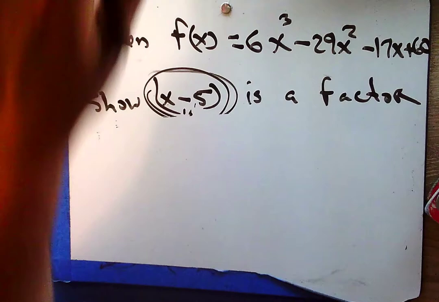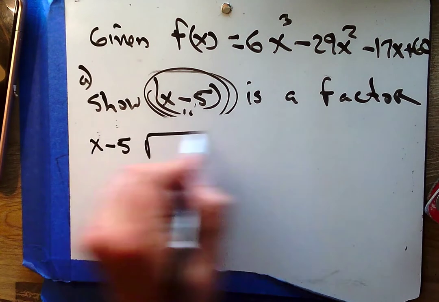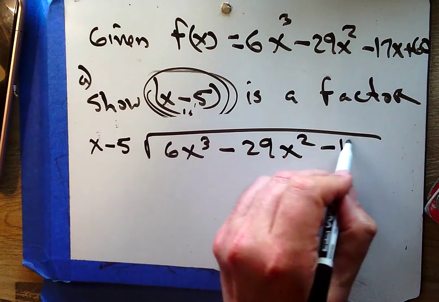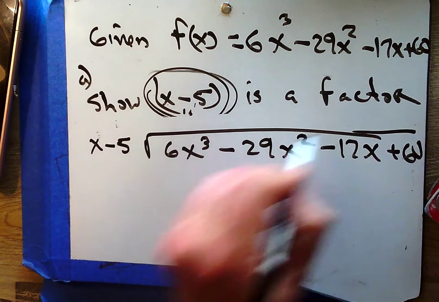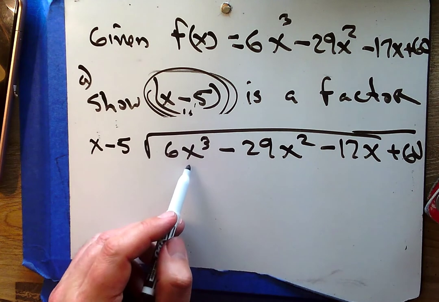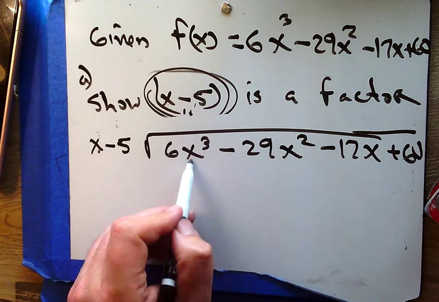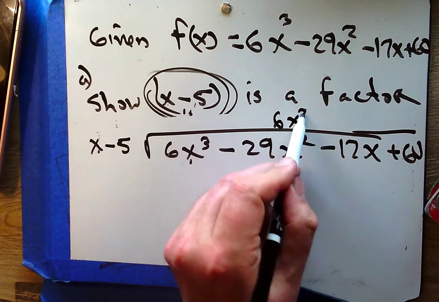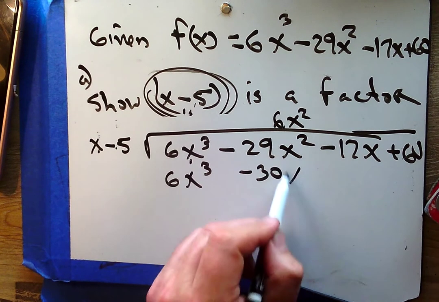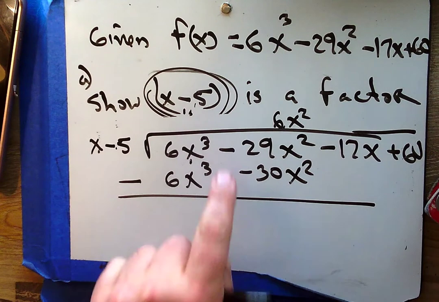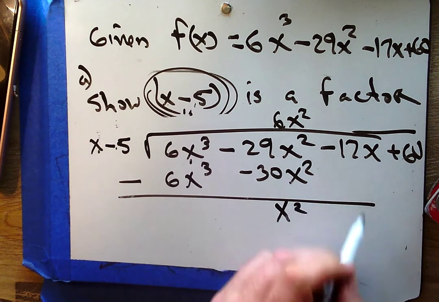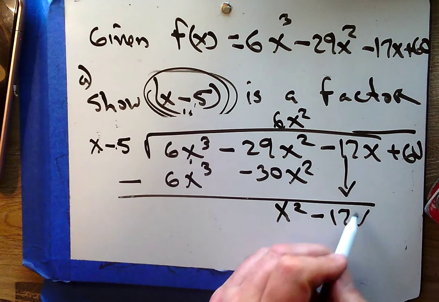In fact, why don't I just do it instead of talking about it? 6x to the third minus 29x squared minus 17x plus 60. Hey, did you think about 0 placeholders? You got to be thinking about 0 placeholders. Okay, what do I multiply this by to turn into this? How about 6x squared? 6x to the third minus 30x squared, and then we subtract. Minus 29 minus a minus 30 is plus 1x squared. Don't forget to bring down the -17x.